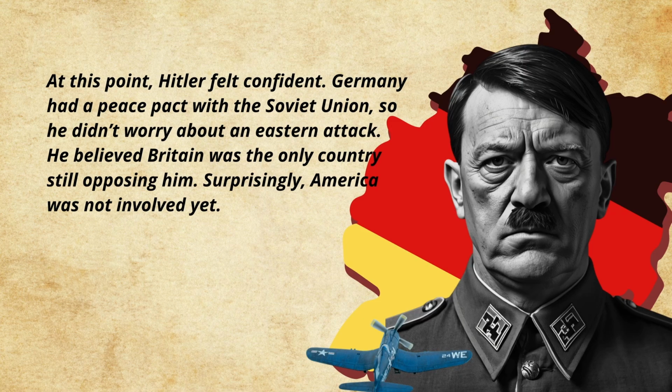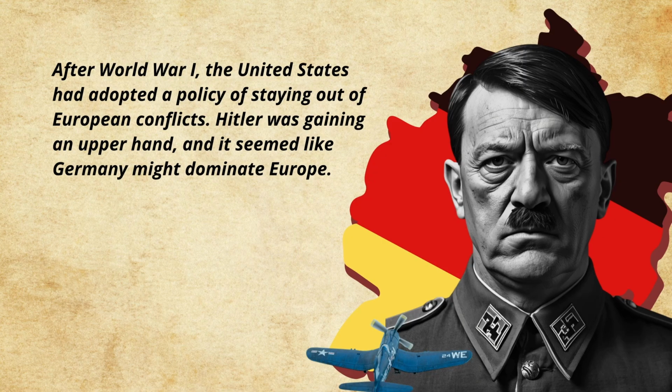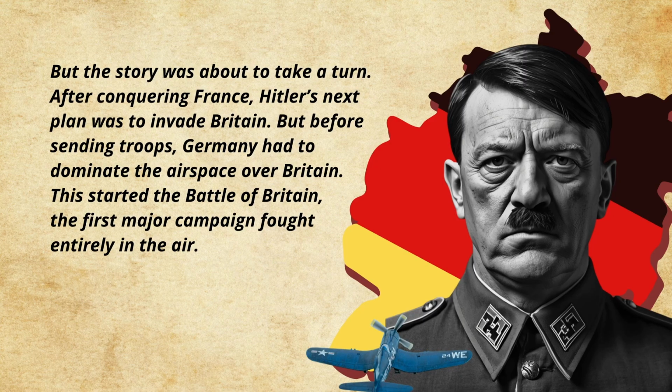At this point, Hitler felt confident. Germany had a peace pact with the Soviet Union, so he didn't worry about an eastern attack. He believed Britain was the only country still opposing him. Surprisingly, America was not involved yet. After World War I, the United States had adopted a policy of staying out of European conflicts. Hitler was gaining an upper hand, and it seemed like Germany might dominate Europe. But the story was about to take a turn.